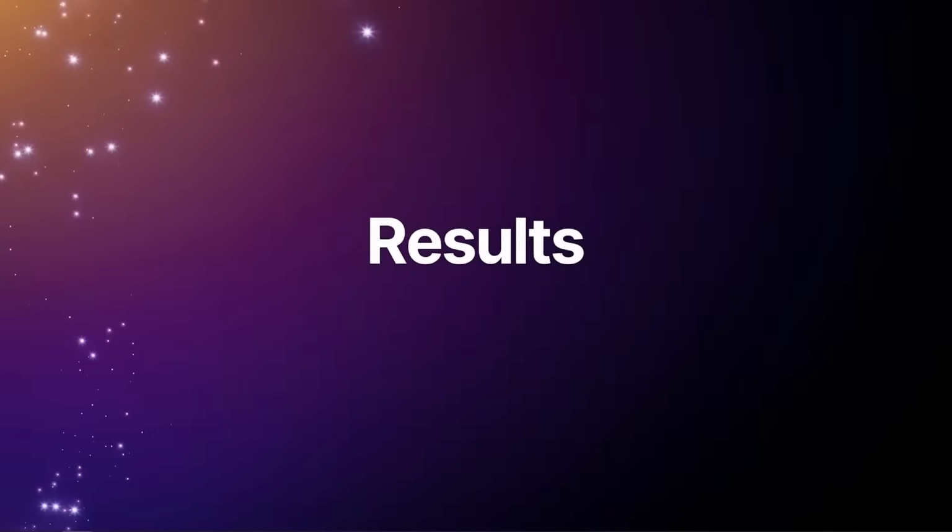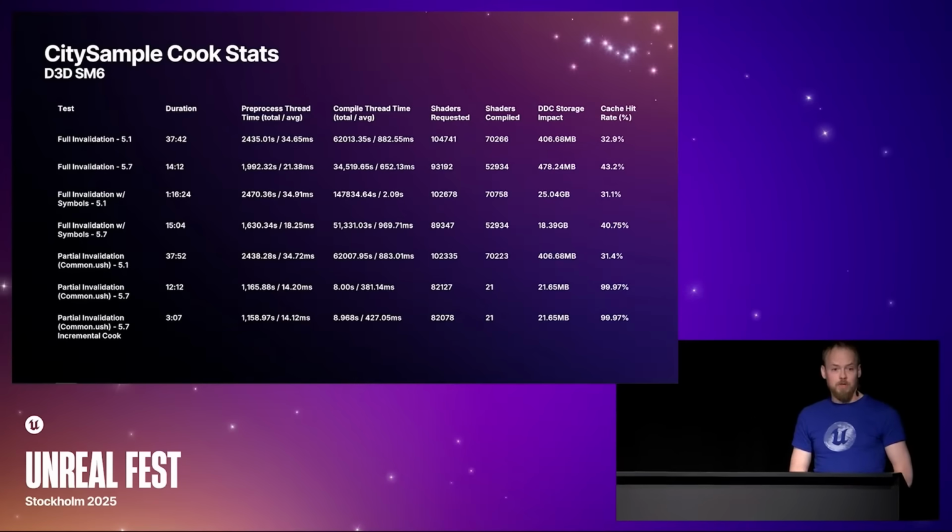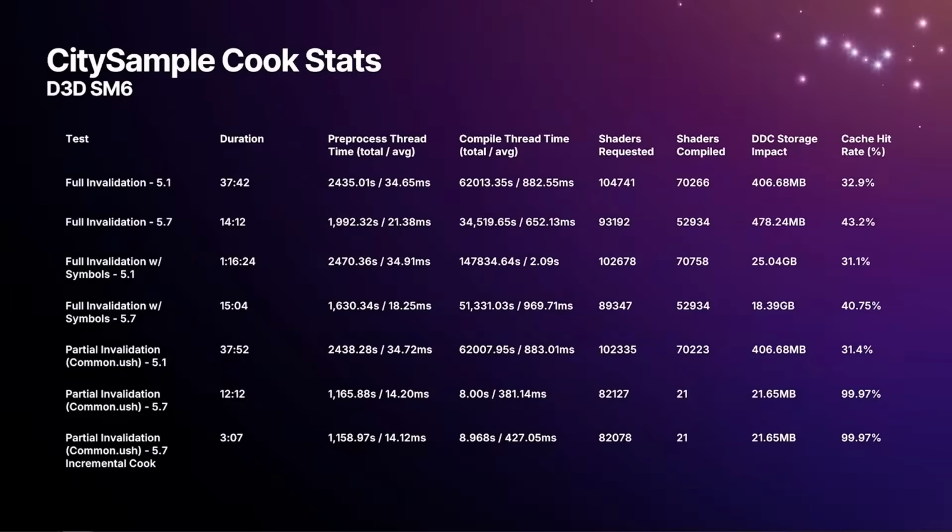I mentioned the number candy earlier, and here we go. There's a lot of data on this slide, so I'm going to run you through it. To gather these numbers, I just ran a number of cooks of the City Sample project on both 5.1 and 5.7, the state of 5.7 around early August. I haven't updated these numbers since then, so I don't think there's going to be much difference in the final release. This was specifically just compiling D3D SM6, which was the only shader format enabled in City Sample in 5.1. We do have Vulkan enabled on City Sample by default right now, but I turned that off for this test, just so we're comparing apples to apples.